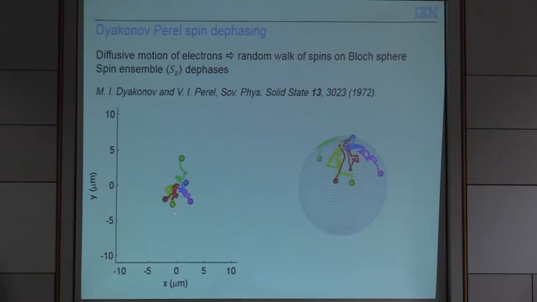But if you look more carefully, you see something interesting. You see that this position here in real space somehow is correlated to the position on the Bloch sphere. And this means that if we are able to locally pump spins and locally probe spins, then we get rid, at least partially, of that spin dephasing mechanism by Dyakonov and Perel. That's one thing. And the other thing is that spin polarization at some certain point in space is given by some direction of the spin. So we will see a pattern of spin polarization that depends on position.